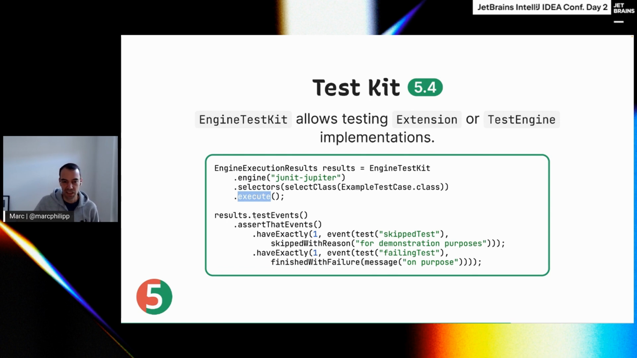And what we get back is a collection of results, and it records all the events that happened during test execution. And we can use that to write assertions for such tests. For example, here, we're using this assert that events have exactly one event where it's a test with skip test in its name, and it was skipped for a certain reason. So for example, if you had written an extension that would use this reason in this condition evaluation result that we've seen earlier, you could test your extension with this.